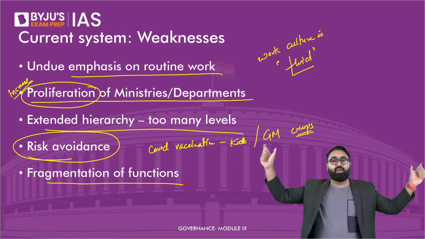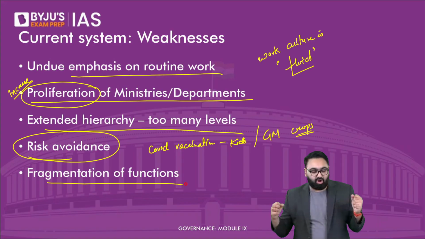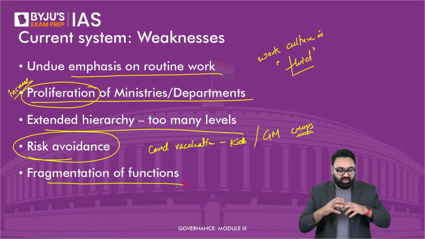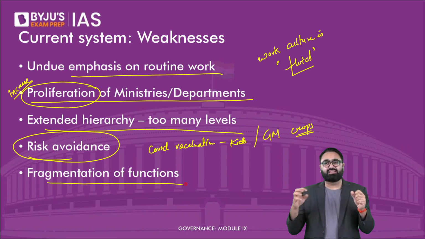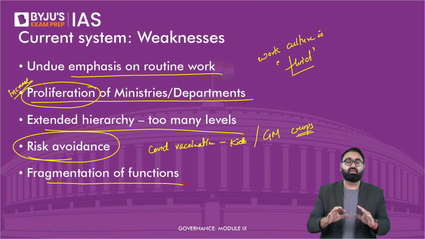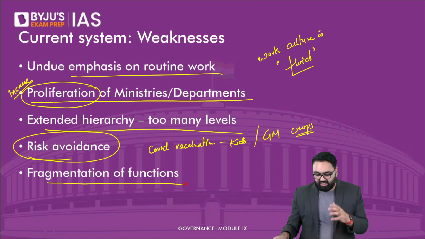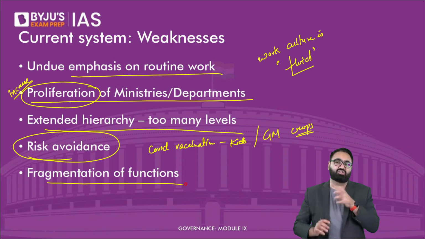Six or seven departments will be working just to post a letter. There's a lot of fragmentation of the functions. And when you have this fragmentation of functions, even if one person is absent, even if one department is missing, the entire job will get stuck. All these are issues that we have with the current system of bureaucracy.